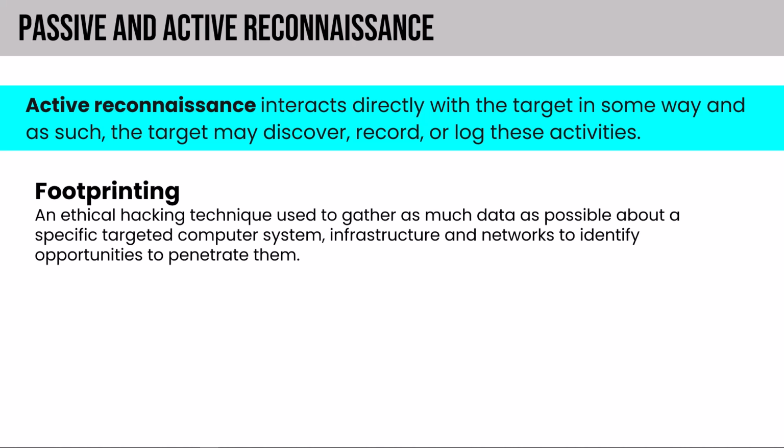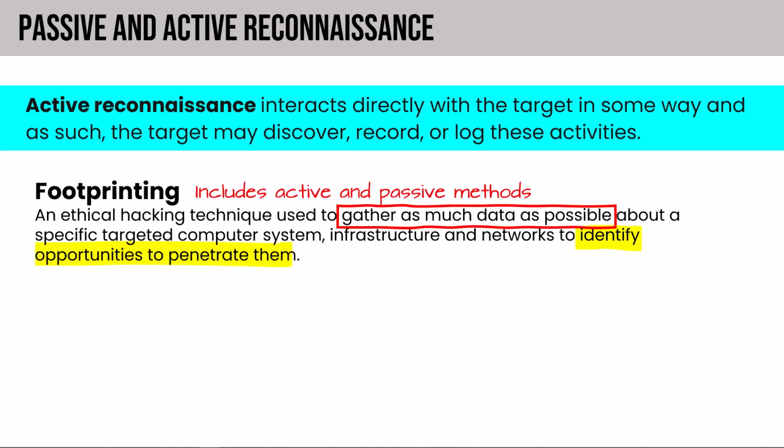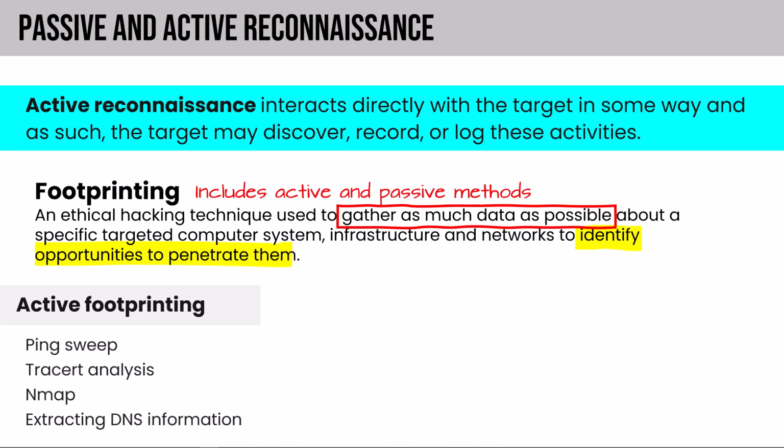So footprinting is an ethical hacking technique used to gather as much data as possible about a specified target system, the infrastructure or networks, and to identify opportunities to penetrate them. Footprinting includes active and passive methods. Some active footprinting would include a ping sweep, traceroute, nmap, extracting DNS information, all activities that are going to be logged in some fashion on the receiving end, the target's end.